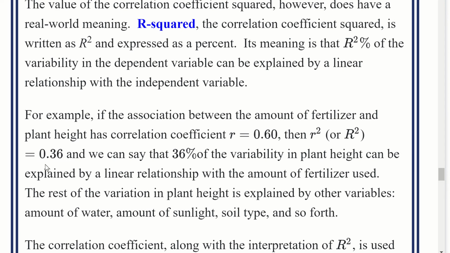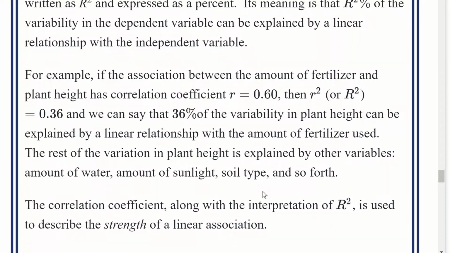So more fertilizer, the plant will grow better, less fertilizer, right? But the thing is that there are other things that contribute to the plant height. It's not just the fertilizer. The rest of the variation in plant height is explained by other variables, like the amount of water, the amount of sunlight, the soil type, and so forth. The correlation coefficient, along with the interpretation of R squared, is used to describe the strength of a linear association, the strength.